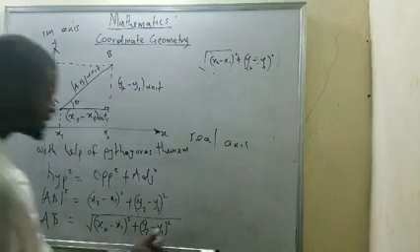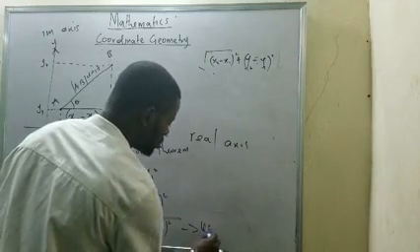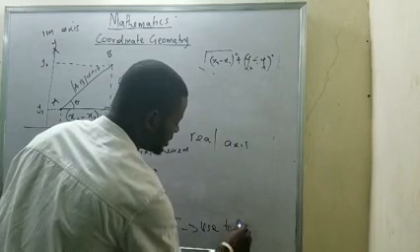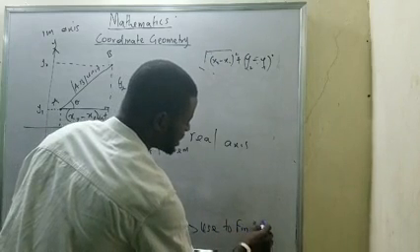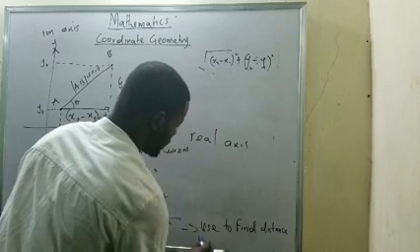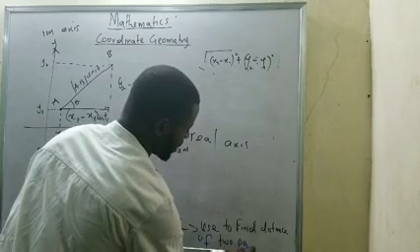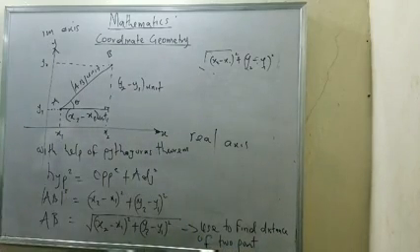Now, okay, that is this one. This is the formula used to find the distance of two points. This is the formula used to find the distance of two points.